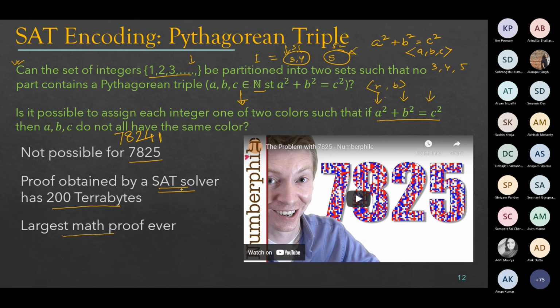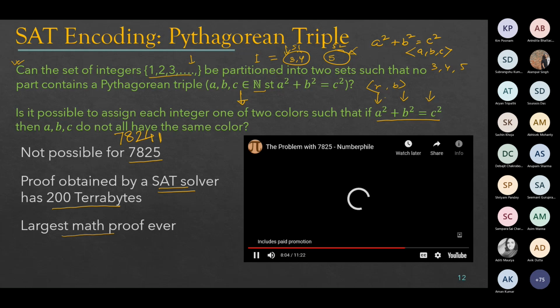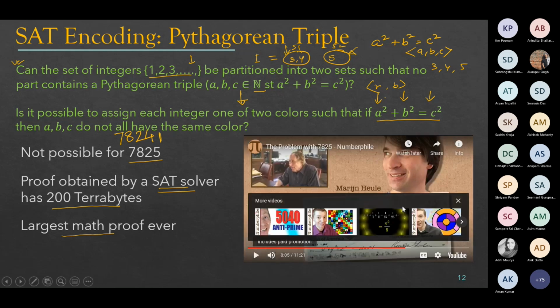And of course, we'll be doing a SAT encoding on this problem. So I'm not going to run this. There was prize money associated with this, and this particular person, Marijn Heule, received this prize.